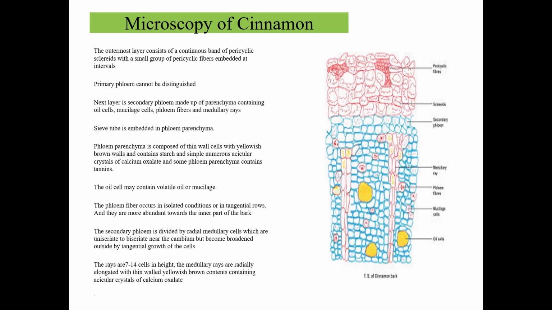The phloem fibers occur in isolated conditions or in tangential rows, and they are more abundant towards the inner part of the bark. The secondary phloem is divided by radial medullary rays, which are uniseriate to biseriate near the cambium, but become broadened outside the tangential growth of the cells. The medullary rays are about 7 to 14 cells in height, radially elongated, with thin-walled yellowish-brown contents containing acicular crystals of calcium oxalate.